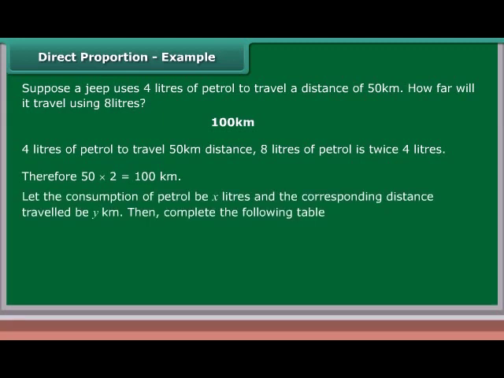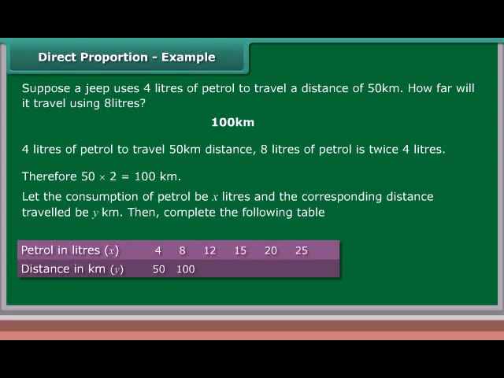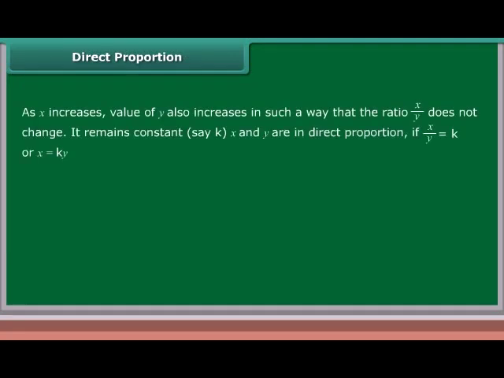Let the consumption of petrol be X liters and the corresponding distance traveled be Y kilometers. Then complete the following table. Direct proportion. As X increases, the value of Y also increases in such a way that the ratio X upon Y does not change. It remains constant, say K.